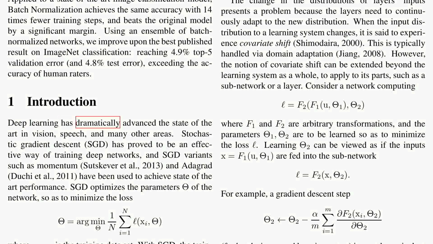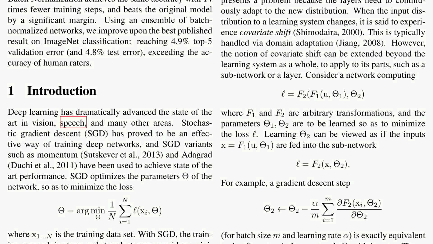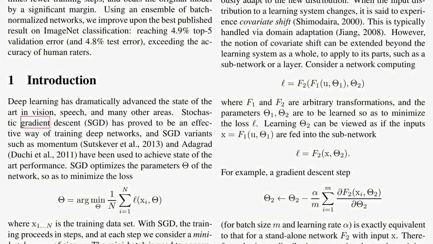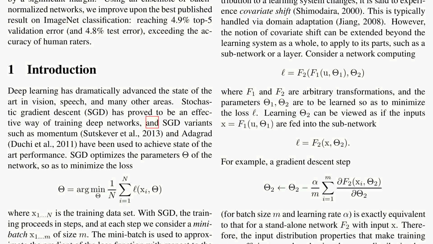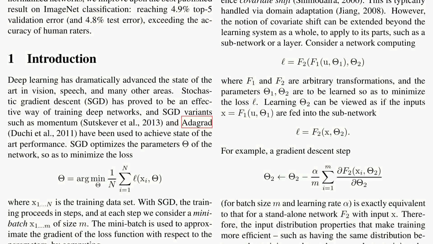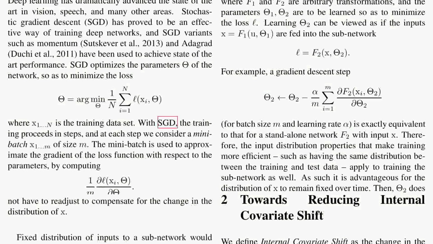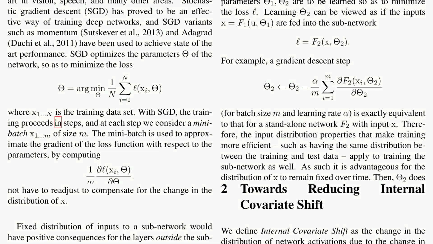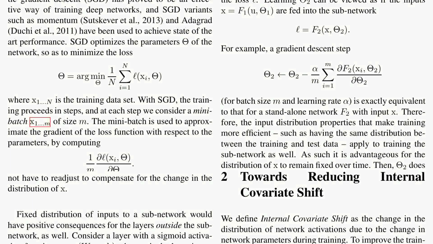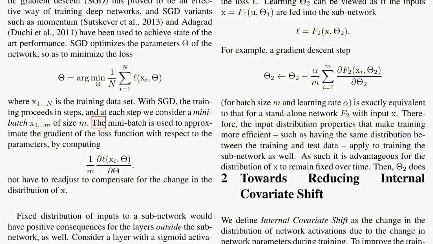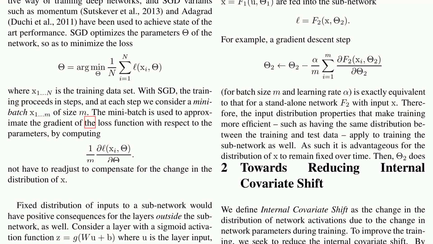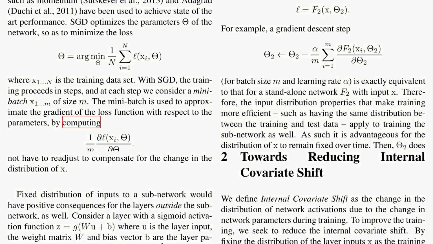Introduction. Deep learning has dramatically advanced the state of the art in vision, speech, and many other areas. Stochastic gradient descent (SGD) has proved to be an effective way of training deep networks, and SGD variants such as momentum and Adagrad have been used to achieve state-of-the-art performance. SGD optimizes the parameters Θ of the network so as to minimize the loss, where x1...N is the training dataset. With SGD, the training proceeds in steps, and at each step, we consider a mini-batch x1...m of size m. The mini-batch is used to approximate the gradient of the loss function with respect to the parameters by computing the average gradient over the batch.